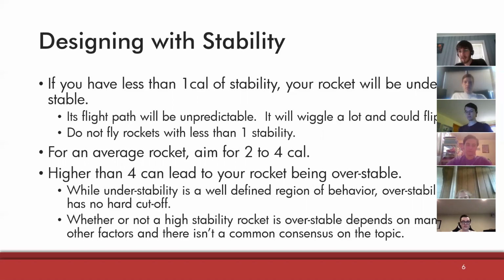Higher than 4 cal can lead your rocket to be overstable, although unlike understability, which is a very well-defined region, overstability has no hard boundary, and the effects depend a lot more on other design aspects of your rocket, which I'm not going to cover here since there's a lot more on the topic. Maybe in the L2 one though.